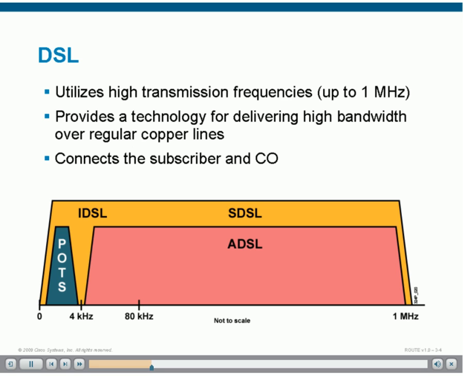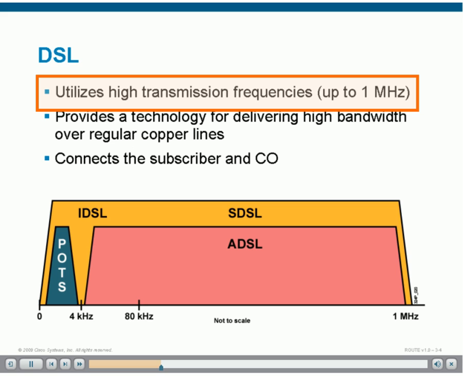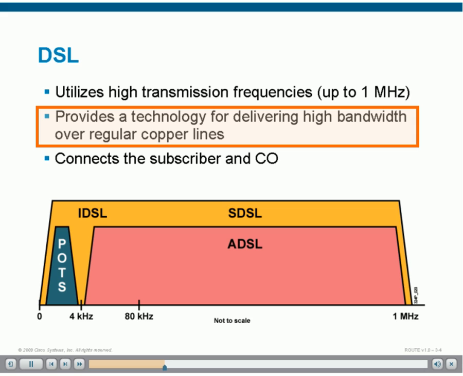Several years ago, it was identified that a typical voice conversation over a local loop only required the use of frequencies in the range of 300 Hz to 3 kHz. For years, the bandwidth over 3 kHz went unused. Advances in technology allowed DSL to use the additional bandwidth from 3 kHz up to 1 MHz to deliver high-speed data services over ordinary copper lines.